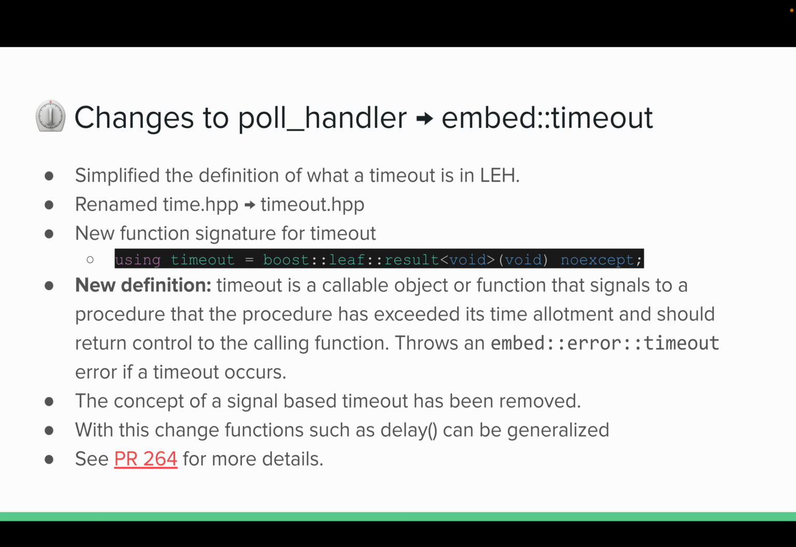The new definition is that a timeout is a definition of a callable object or function that signals to a procedure that the procedure has exceeded its time allotment and should return control to the calling function. It should throw embed error timeout if a timeout occurs. That is the idea of timeout, and that's pretty much the end of it for the most part. The concept of signal-based timeouts have been removed. This also had some really cool fundamental changes to delay and possibly even other functions in the future. And I want to show you what that looks like from this PR here.